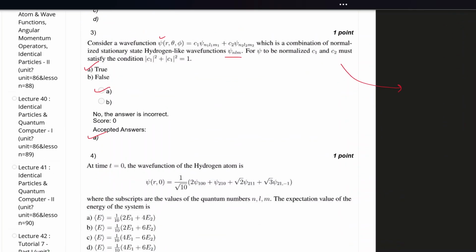Now question 4 is that at time t equal to 0, the wave function of the hydrogen atom is psi of r comma 0 equal to this. So this is at t equal to 0, with no explicit time dependence. The subscripts are the values of the quantum numbers n, l and m, three quantum numbers respectively. The expectation value for the energy for this system will be how much?